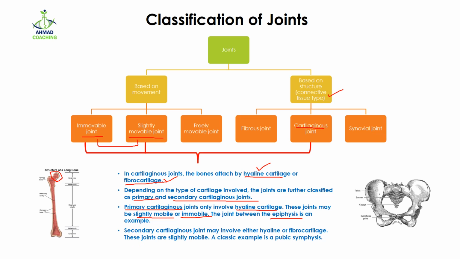Then come the secondary cartilaginous joints. They may involve hyaline as well as fibrocartilage. I have already done one lesson on the types of cartilages.